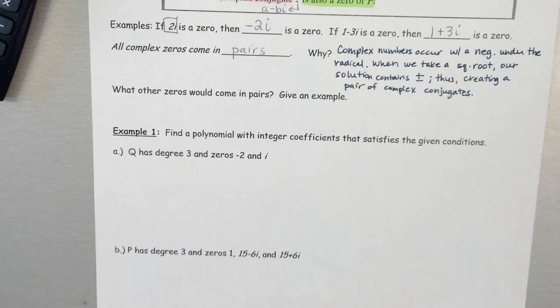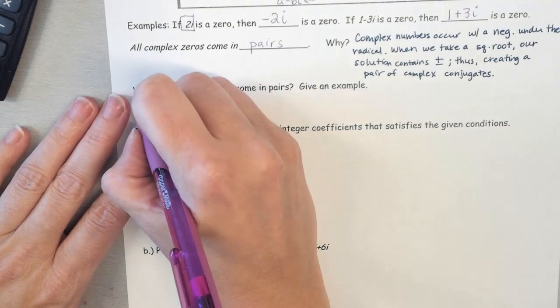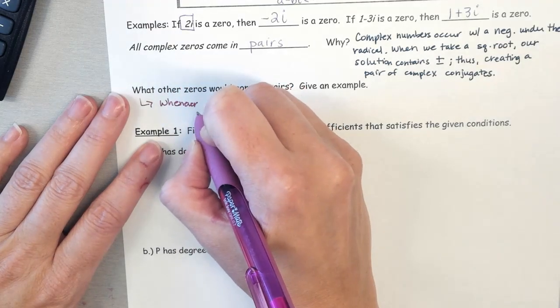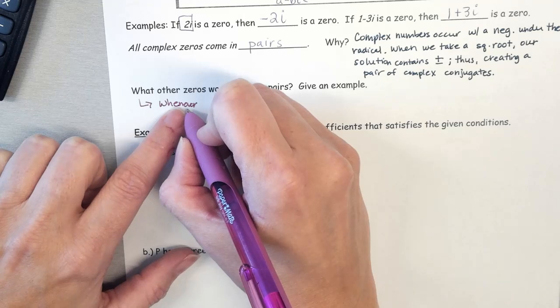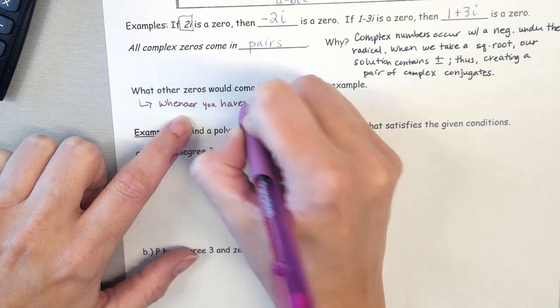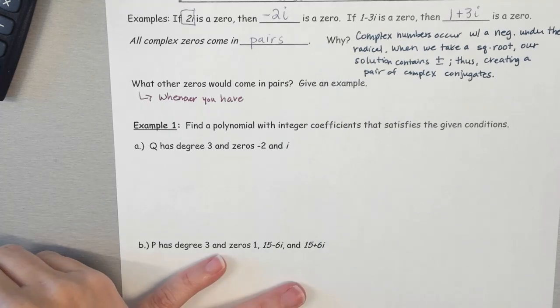Okay, all right. So what other zeros would come in pairs? So besides imaginary numbers, what else comes with a pair? Yeah, square roots, right? And you could have irrational values. So whenever you have a square root, or whenever you have an even root. What about multiplicity? What do you mean? Like if you had two zeros in the same place, like it's 2 and 2. Yeah, so if you had x minus 2 squared, then that would be one zero with a multiplicity.